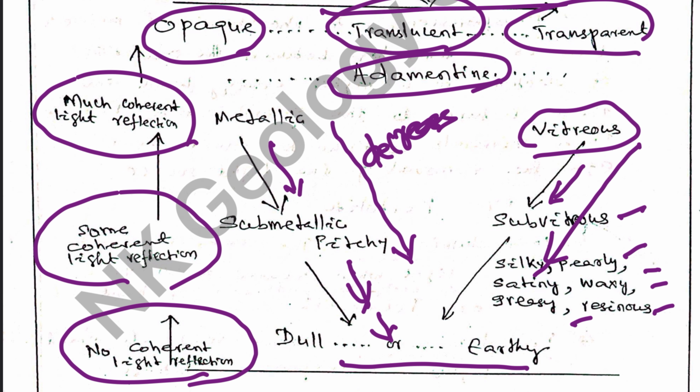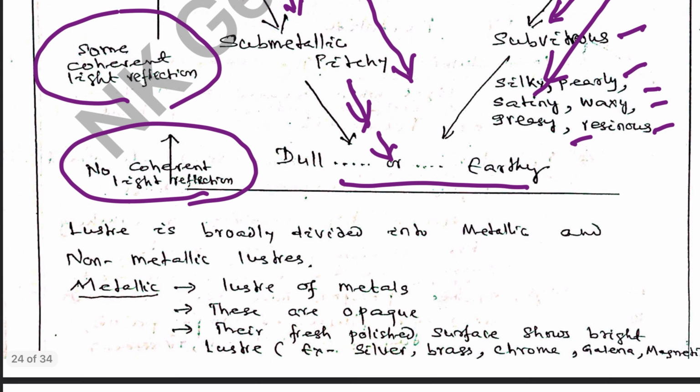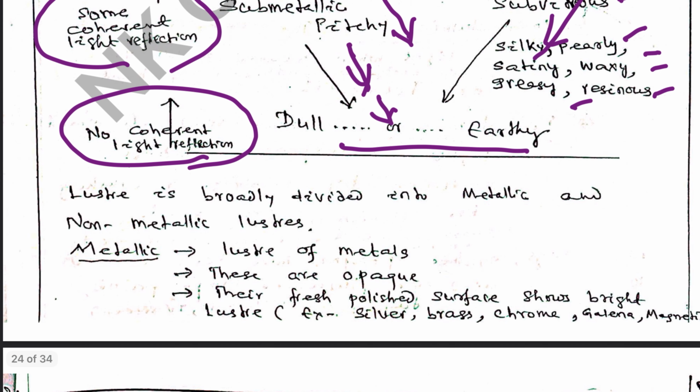And similarly, in this direction from opaque to translucent to transparent, light transmission increases, and from non-coherent light reflection to much coherent light reflection, it goes from dull luster to submetallic luster, metallic luster and adamantine luster. Similarly, from dull to subvitreous luster such as silky, pearly, satiny, waxy, greasy, resinous luster, to vitreous luster. So, these are the different terms which are used to describe the shining property of the minerals.